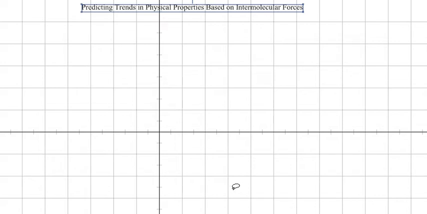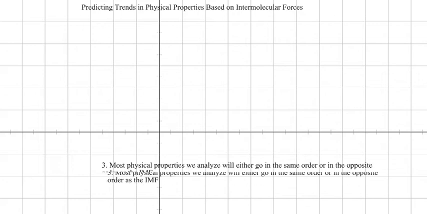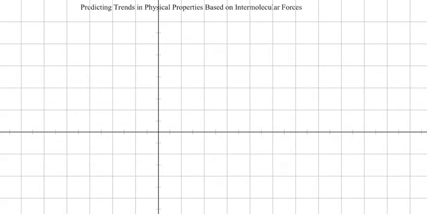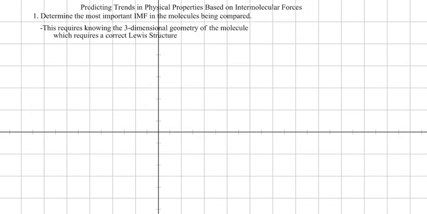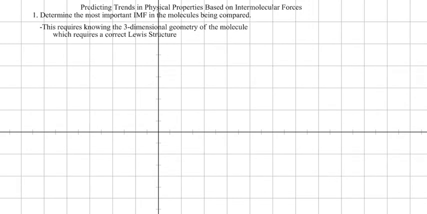I want to talk today about predicting trends in physical properties based on the intermolecular forces of the molecules that we're looking at. And the steps that we want to follow for something like this, we're going to start by determining the most important intermolecular forces in the molecules being compared. This requires us knowing the three-dimensional structure of the molecule, so we're going to have to draw a Lewis structure of the molecule.